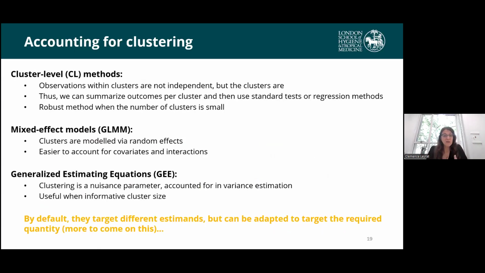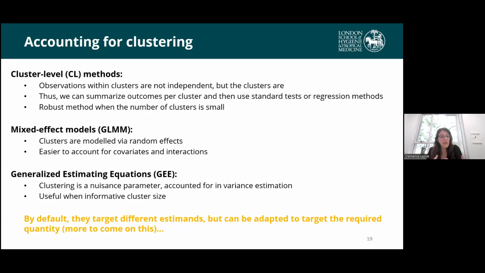So as I said, we need to account for this clustering, and there are different ways of doing that. The first way is what we call the cluster level methods. And the idea is to say, well, the observations are not independent, but the clusters are. So we just summarize the outcome within each cluster, and then use these summaries with standard tests or regression methods for independent data. And these methods are usually quite robust, especially when the number of clusters is small. So, cluster level methods are quite popular.